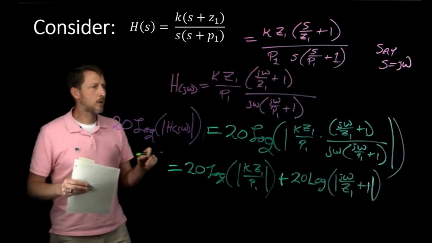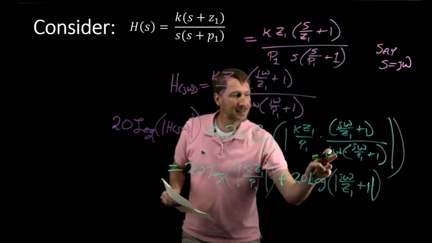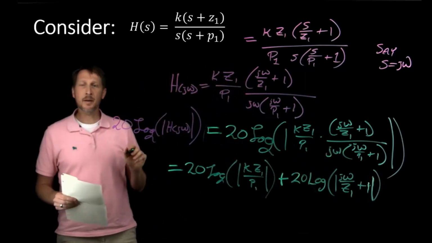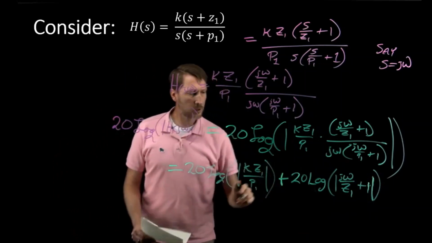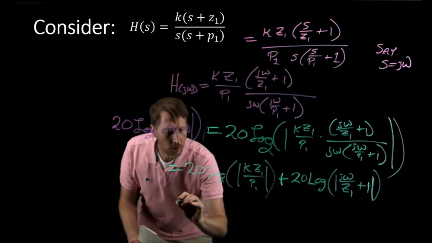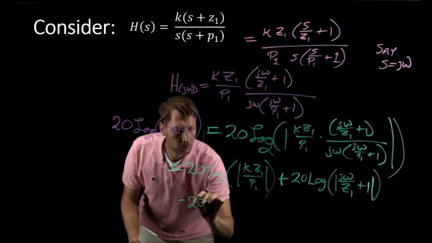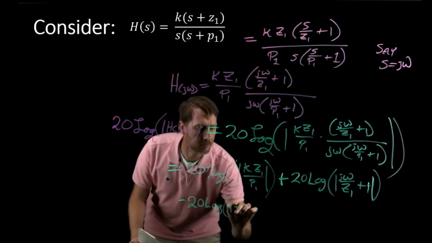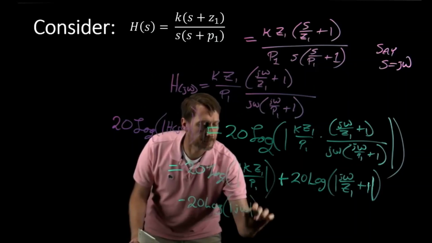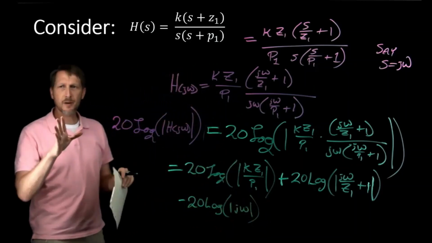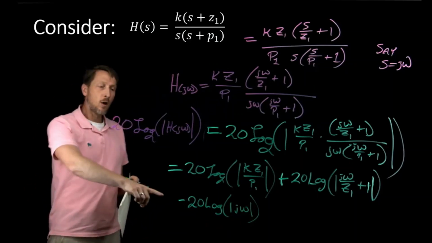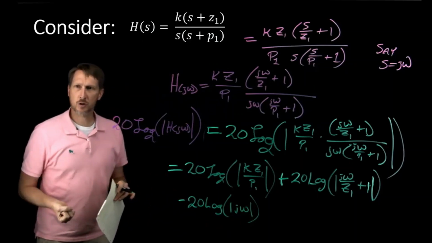The third term that we're going to examine is the standalone j omega in the denominator. But now that we're in the denominator, we're no longer going to do plus 20 log. We're going to do minus 20 log. And this is just going to be the absolute value of j omega. It's not the absolute value of 1 divided by j omega, because we're getting rid of the division by doing the subtraction.